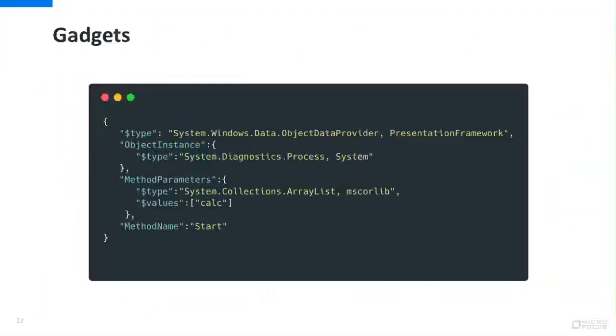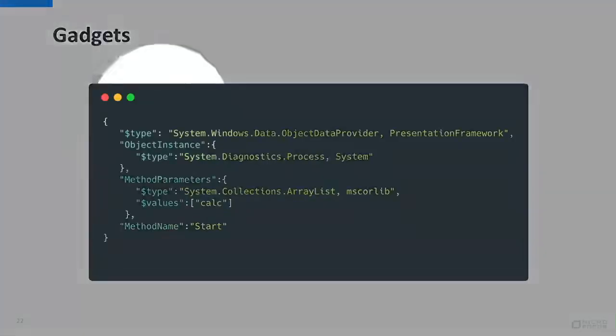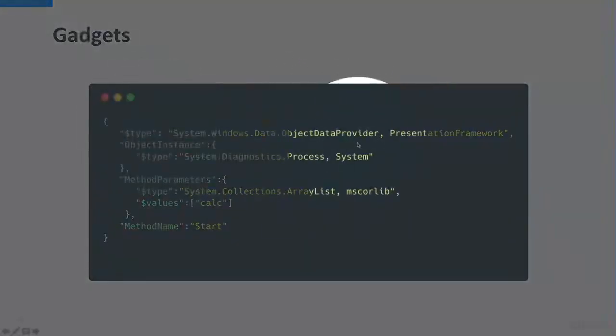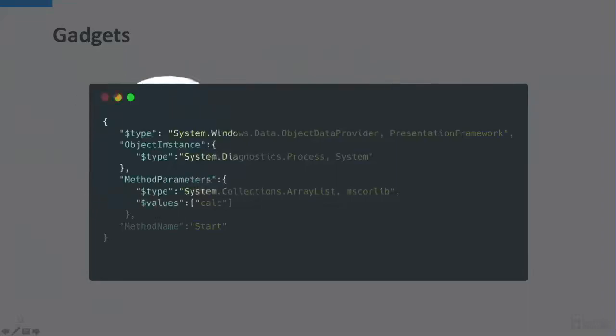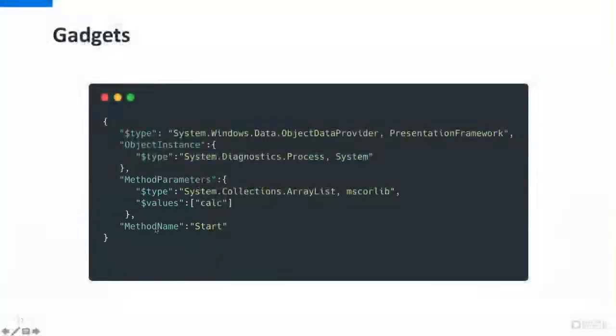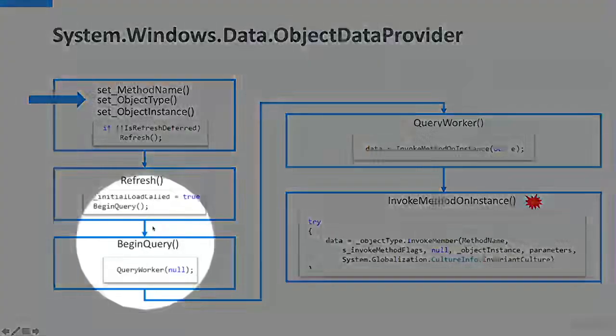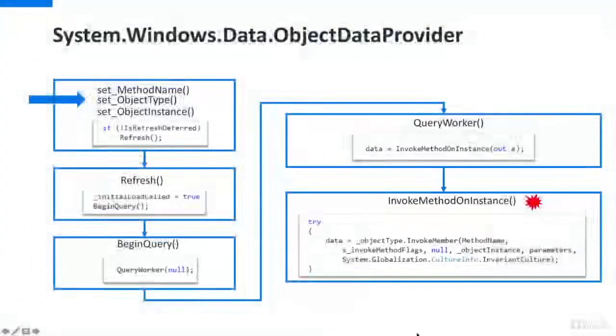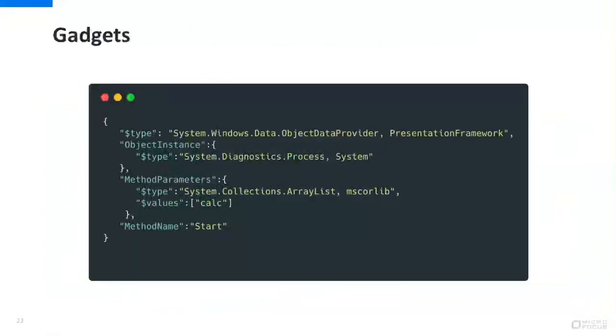So if an attacker provides a piece of JSON.NET data like this one to a vulnerable endpoint, the vulnerable endpoint will basically instantiate the ObjectDataProvider, and it will invoke the setters for the object instance, for the method parameters, and for the method name. And as we saw before, this will initiate these calls here, and will end up invoking the reflection and getting, in this case, the calculator to pop up.